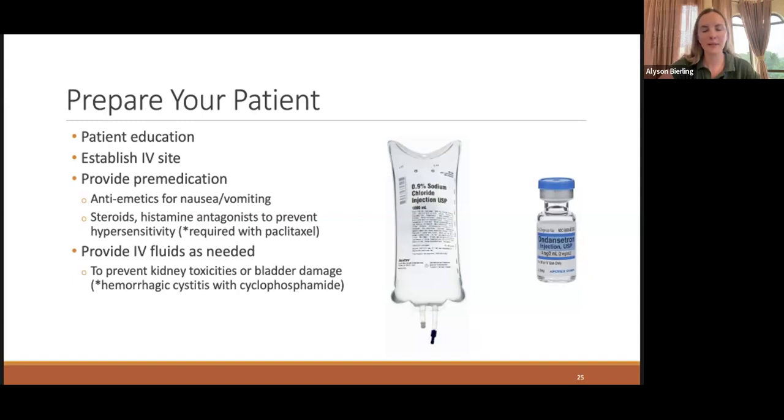Most chemotherapy regimens require some intravenous fluids prior to administration. The reason for this typically is to prevent kidney toxicities or bladder damage. So this is important with various chemotherapies, but particularly important with cyclophosphamide. One of the side effects of cyclophosphamide is hemorrhagic cystitis, or inflammation, breakdown of the walls of the bladder. So our patients need to be well hydrated in order to prevent that side effect.